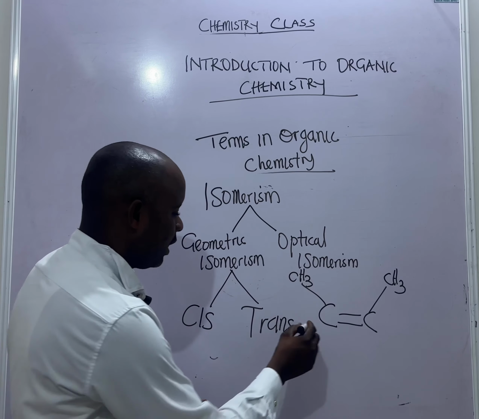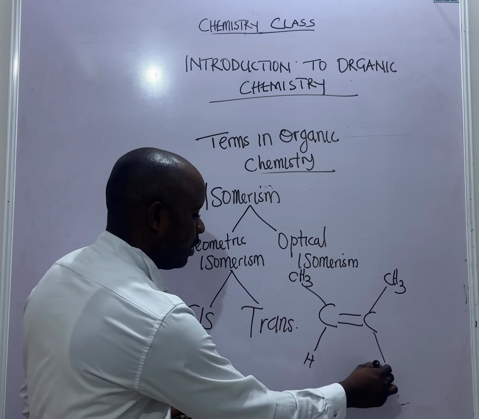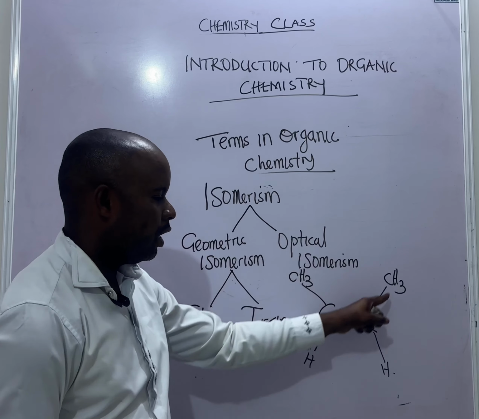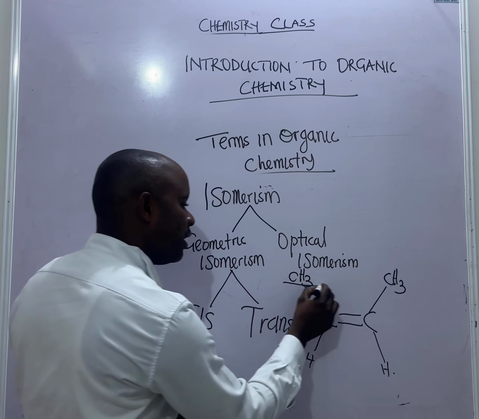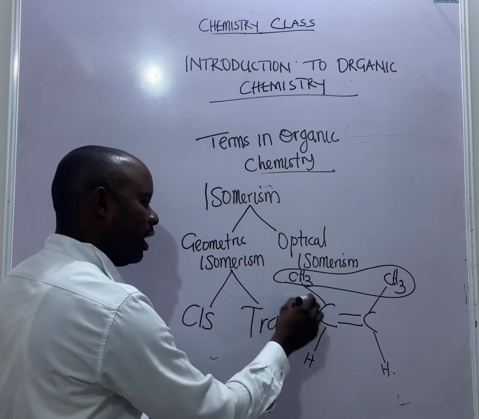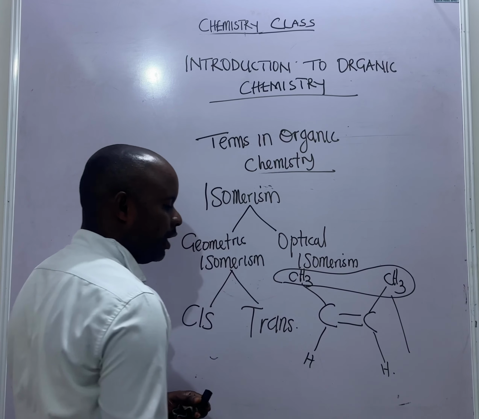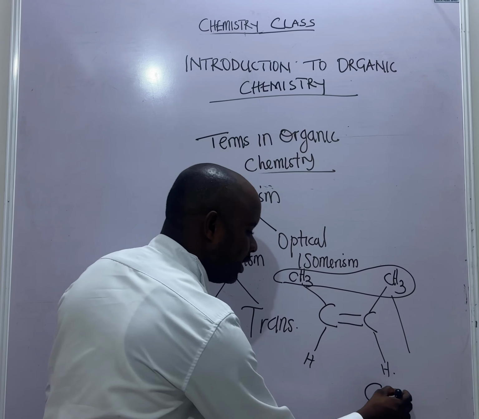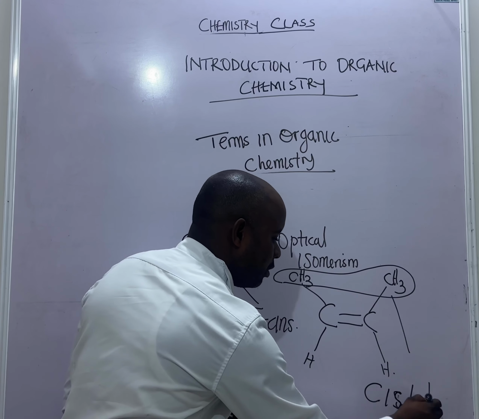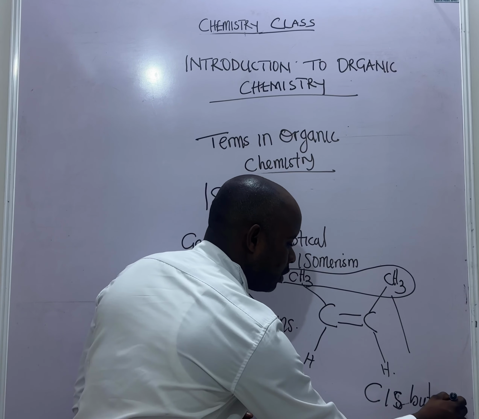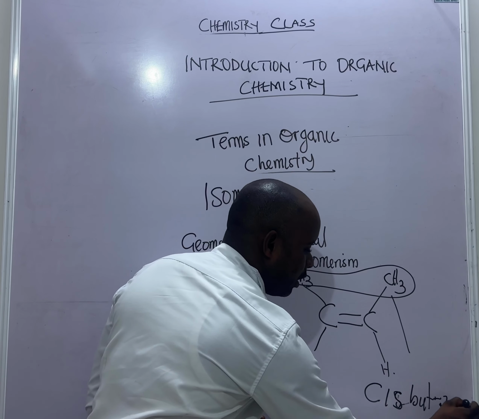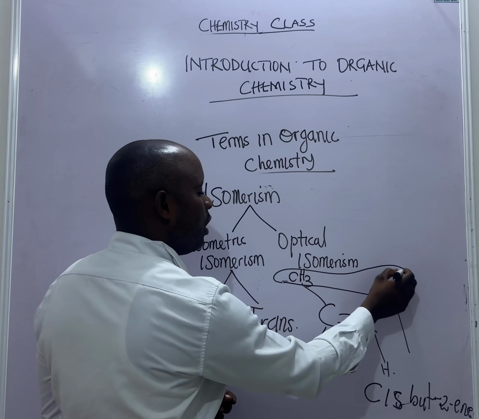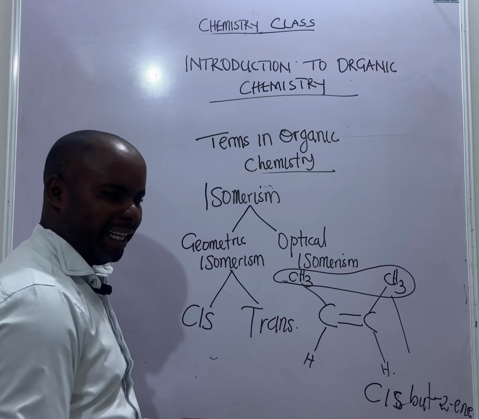So if we have a compound like this, when you have these two heavy molecular groups on the same plane, we say this kind of configuration in geometry isomerism is known as cis. If I want to name this compound, I will say this is cis-but-2-ene. This is cis but-2-ene because these heavy molecular groups are found on the same plane.